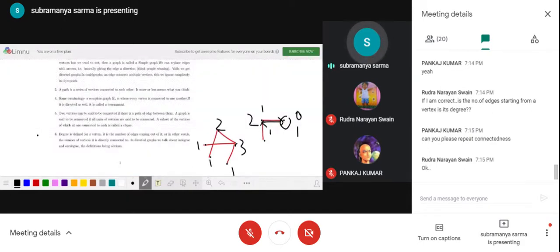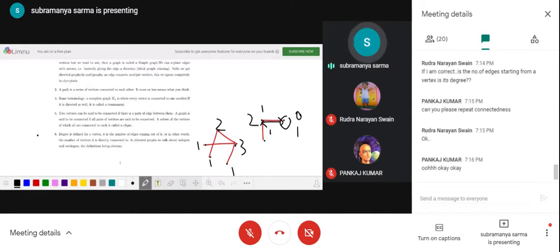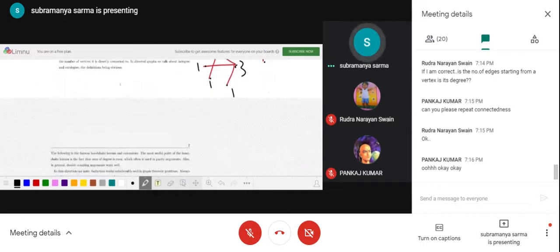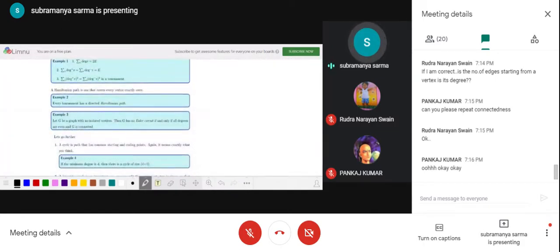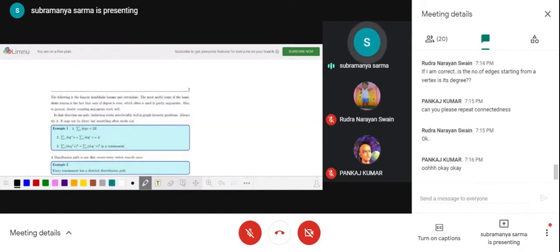Connectedness. If you want the definition, a graph is said to be connected if you can go from any one vertex to another vertex through a path. If that's not possible, if you can't reach some vertex from some other vertex, it's not connected. I don't think we'll actually need that definition in any case, but it's good to know.